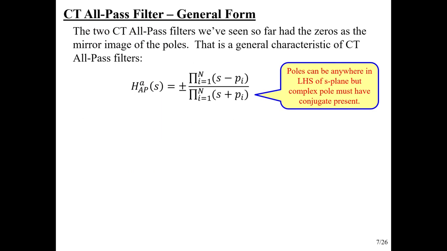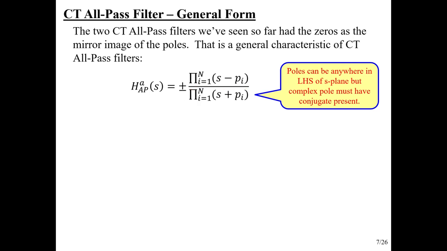So, this idea of mirror image poles extends to higher order all-pass filters. We can write out a general continuous time all-pass filter in the following way. We have a bunch of poles down here. They don't have to be on that circle. We can pepper them around however we want, but we have to make sure that any pole that we put into this product will have its complex conjugate in there as well.